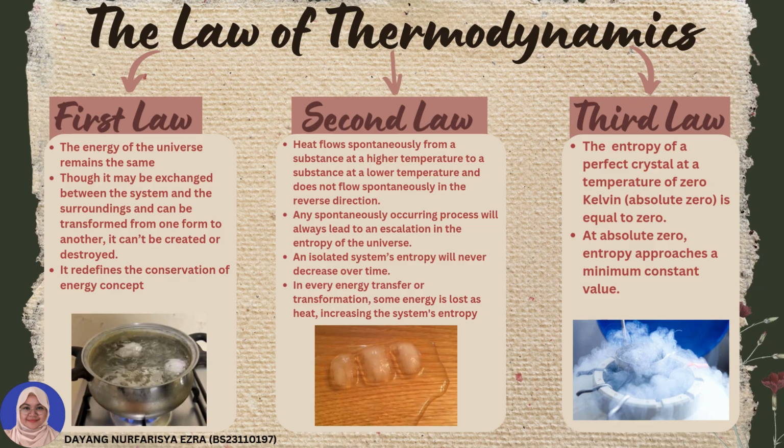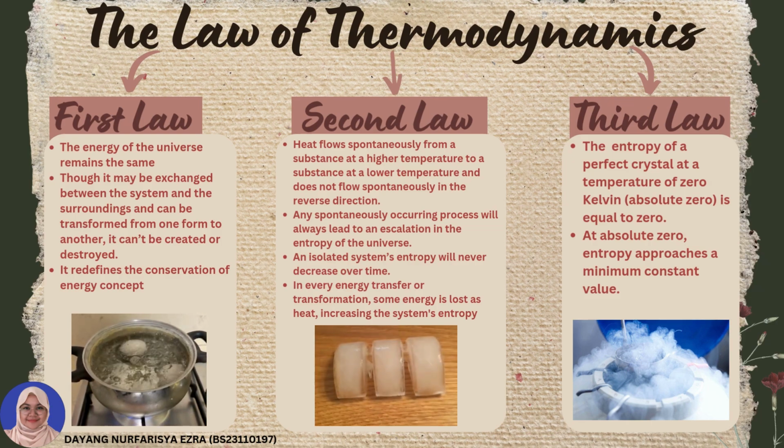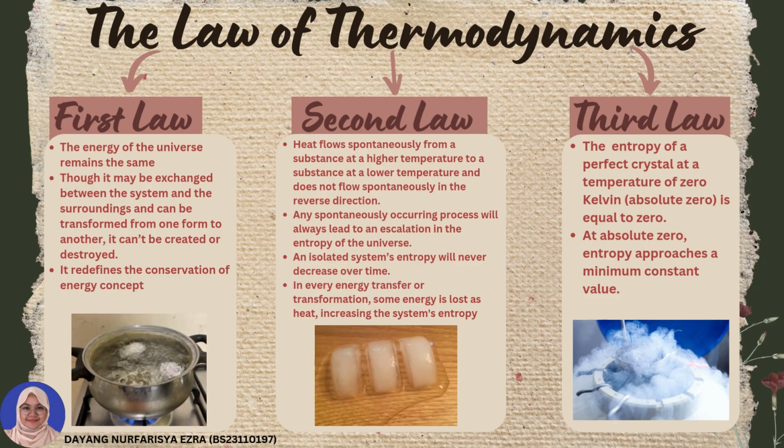Next, the second law states that heat flows spontaneously from a substance at a higher temperature to a substance at a lower temperature, and it does not flow spontaneously in the reverse direction. So any spontaneously occurring process will always lead to an increase in the entropy of the universe. An example of the second law is melting ice.